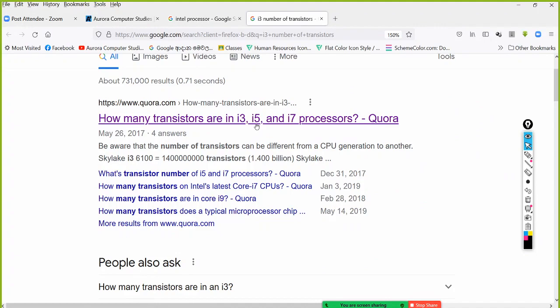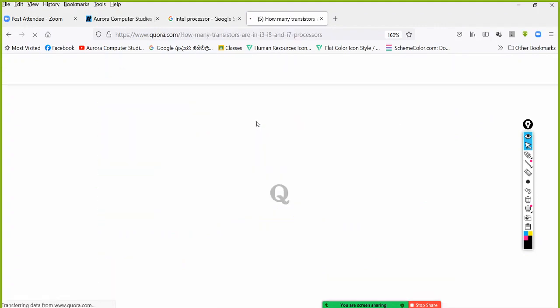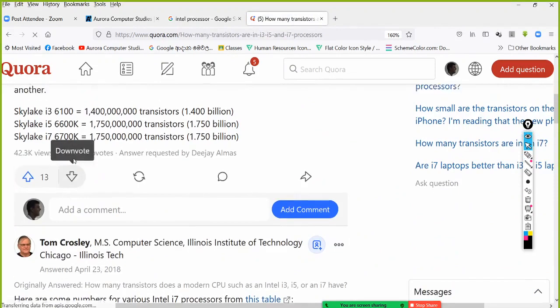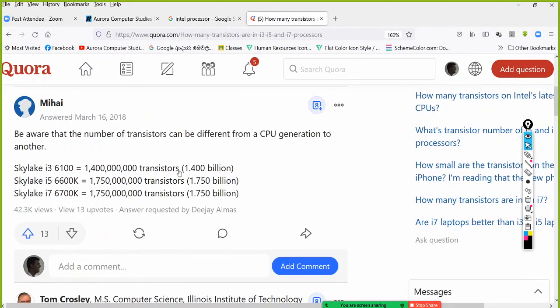Now let's see how many are in the i3, how many in the i5, and how many in the i7. Here you can clearly see the i3 has 1.4 billion, the i5 an average of 1.75 billion. The i7 is pretty much the same because they improved in other ways. But in general, the number of transistors is getting increased, but now the engineers have found that there will be a limit.